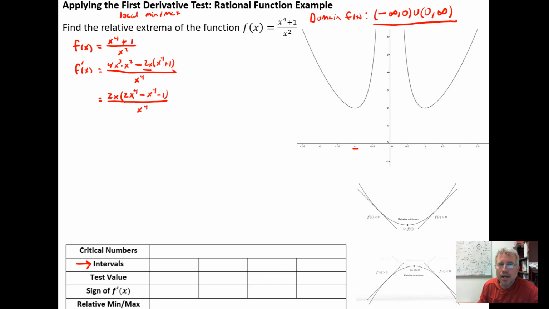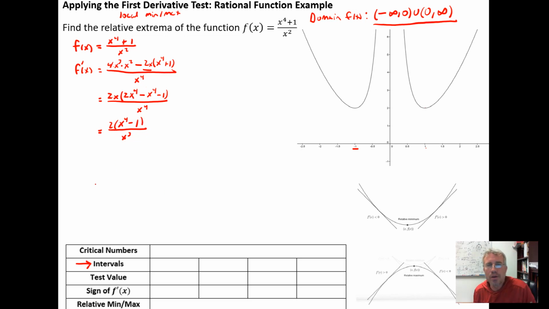And as long as x isn't equal to 0, which it actually can't be because the domain of f of x is excluding 0, I can simplify x over x to the fourth. It's just going to become 1 over x cubed. And I'm going to get 2 times 2x to the fourth minus x to the fourth minus 1.